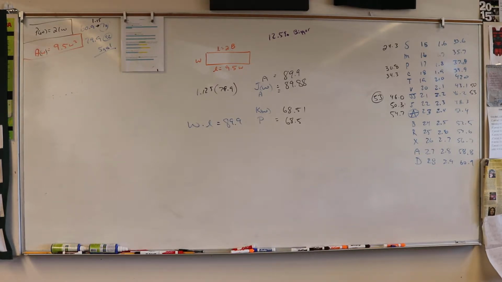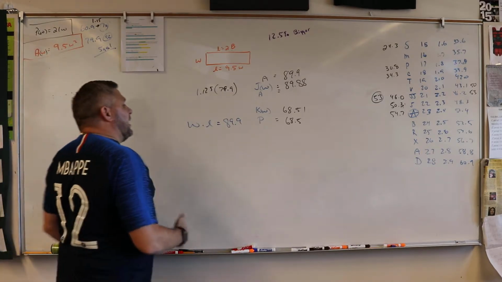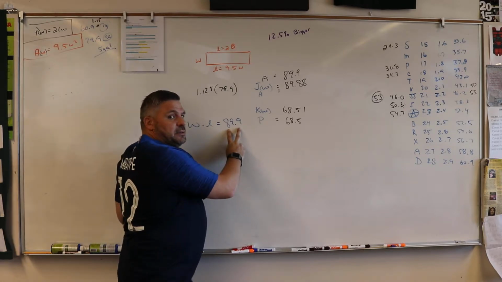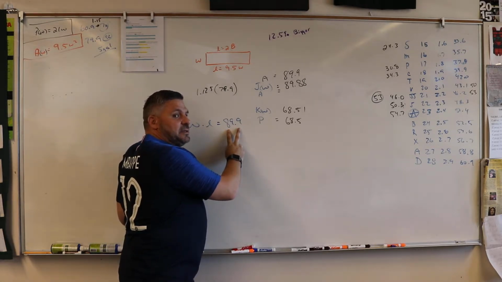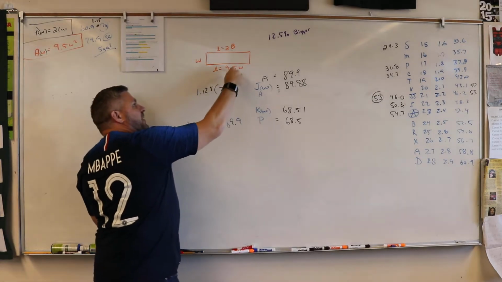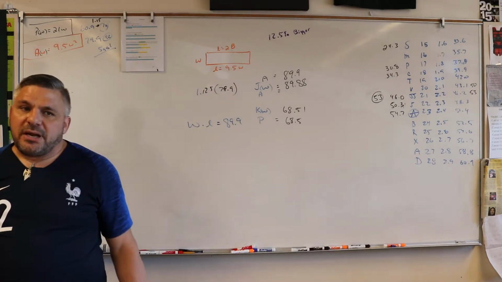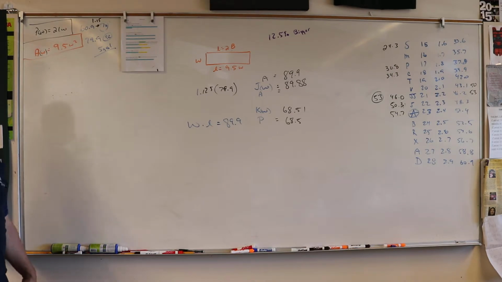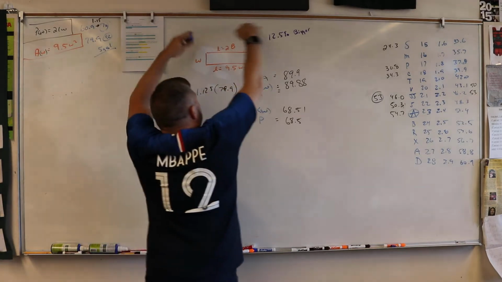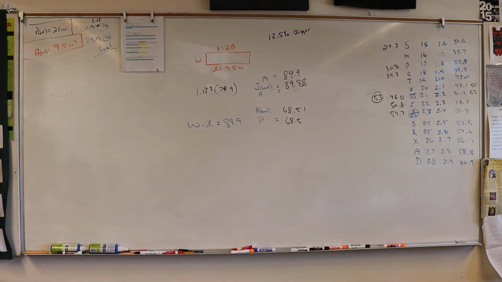Length times width. So if my area increased by 12.5%, but I still want it to be 9.5 times bigger, but the area itself increased by 12.5%, what am I going to do? How am I going to figure it out? Plug it in. Okay, plug what in?